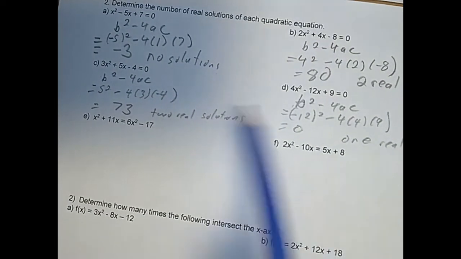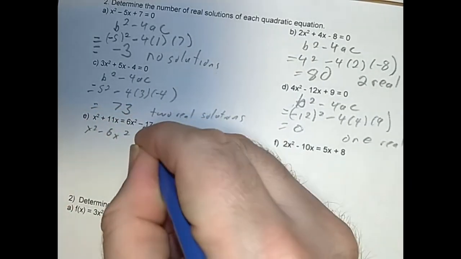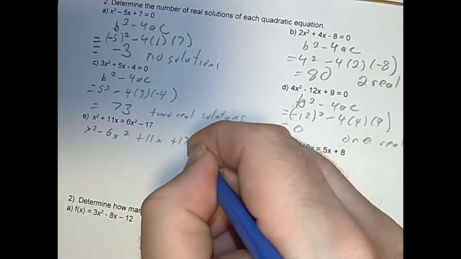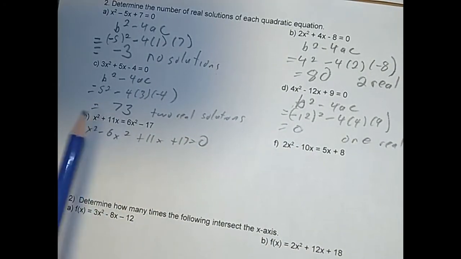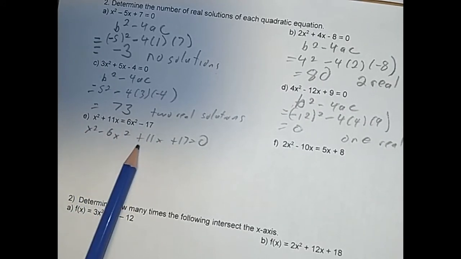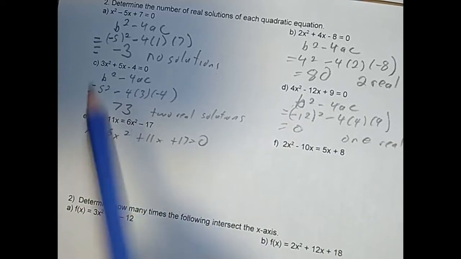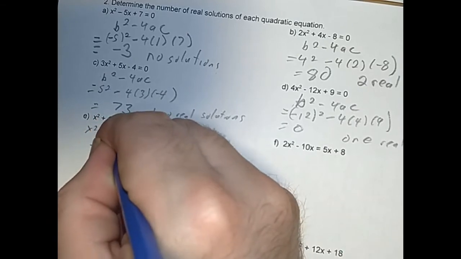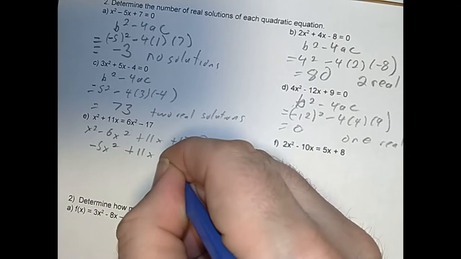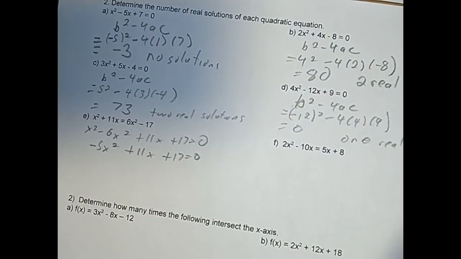Okay, so now it's not in the right order, so we got to go x squared minus 6x squared plus 11x plus 17 equals 0. And I even put it in order. So look, I put the 6x squared to this side, so it's x squared minus 6x squared plus the 11x, and then the 17 came over and became positive equals 0. So now you got minus 5x squared plus 11x plus 17 equals 0. Now we can figure out how many solutions there are.